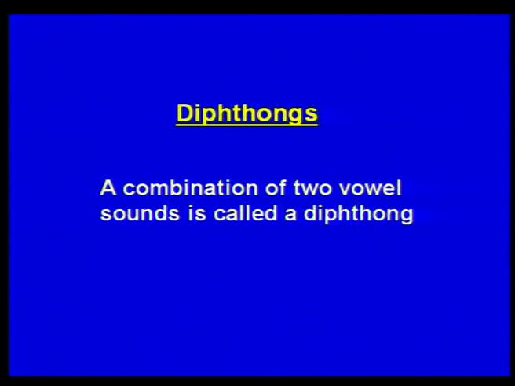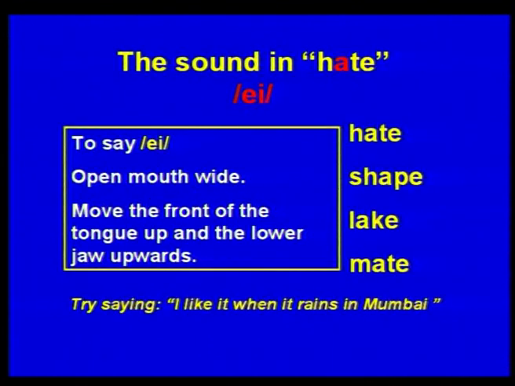Well, friends, this brings us to the combination of two vowel sounds, that is, diphthongs. Let's take a look at some of these. A. It's a combination of A and E. Open your mouth wide. Move the front of the tongue up and the lower jaw upwards. I like it when it rains. There you have.